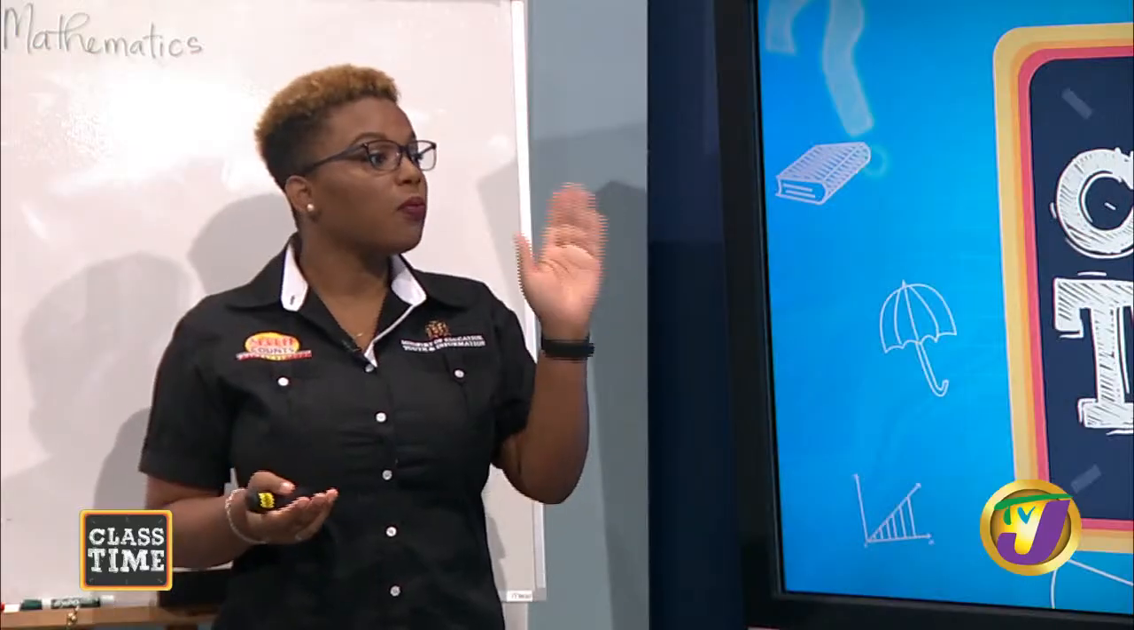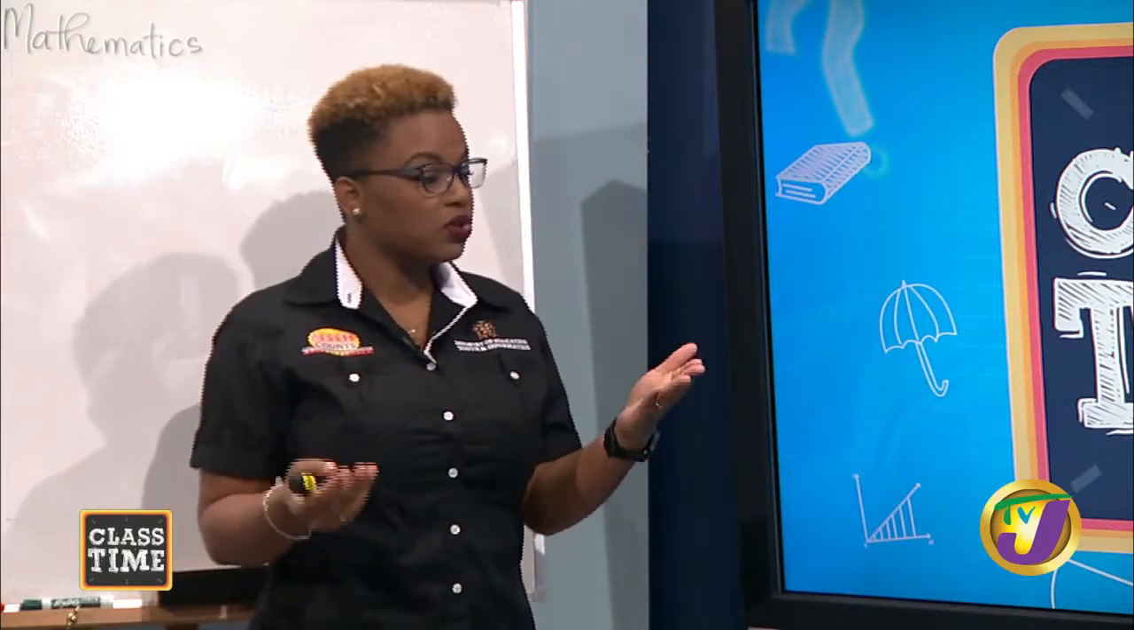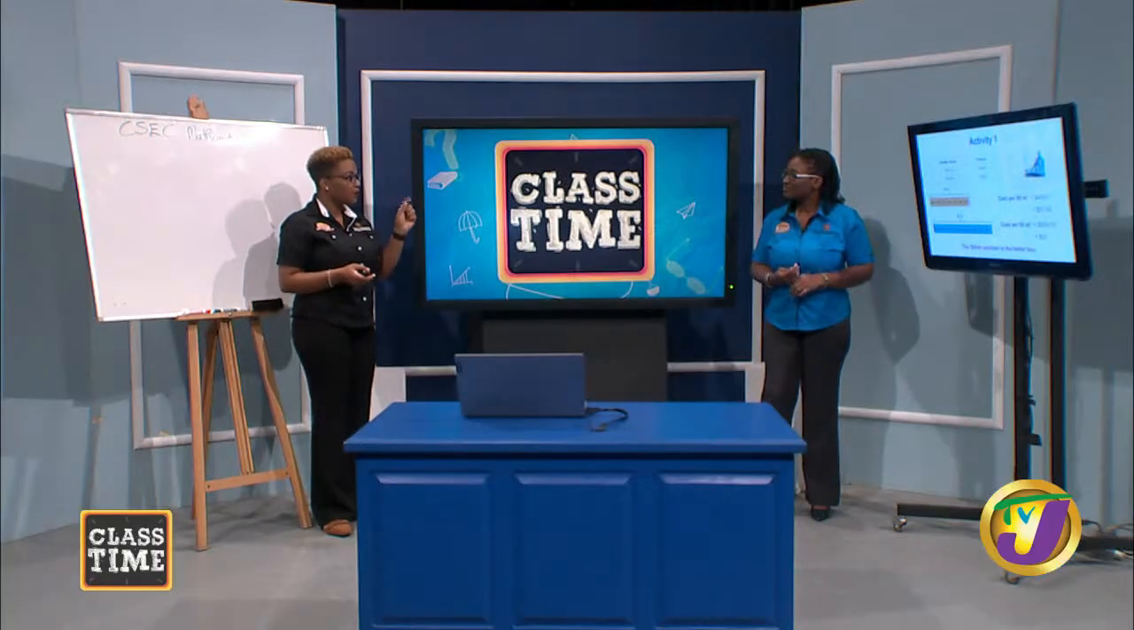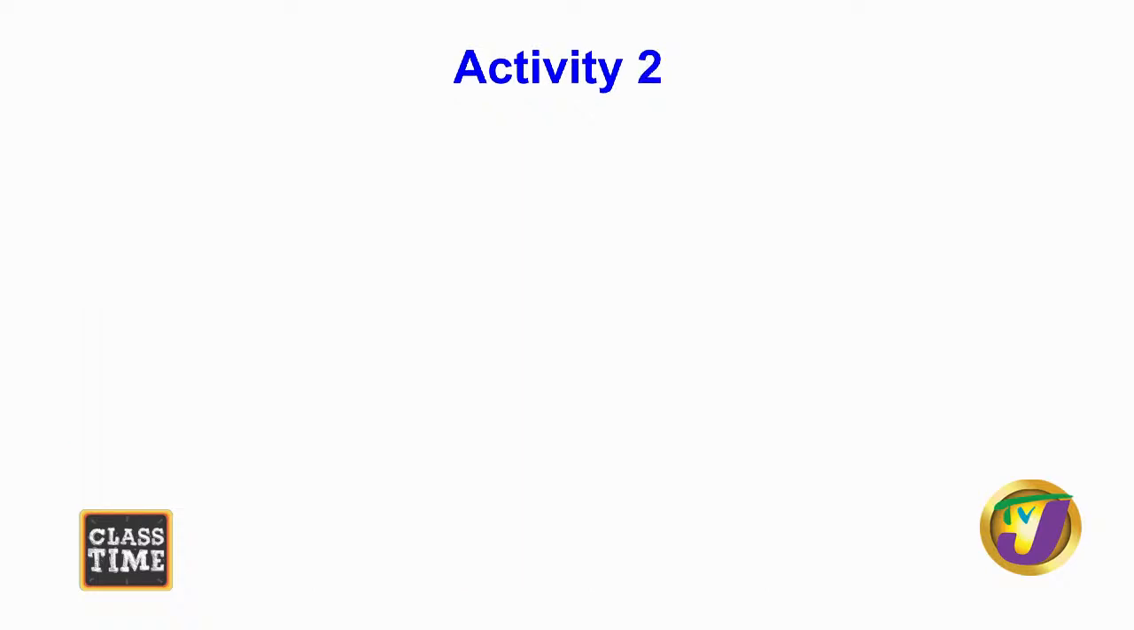But we could also look at how much I'm spending per milliliter. So I could also look at how much money I'm spending for 1 milliliter. Or instead of chunks of 50. All right, fair enough. But let's continue. So we agree that the 500 milliliter sanitizer would have been the better choice. Definitely. All right.